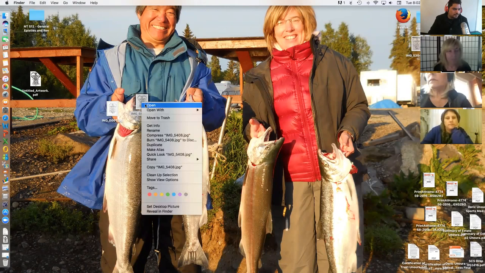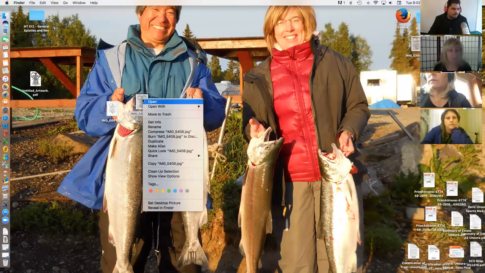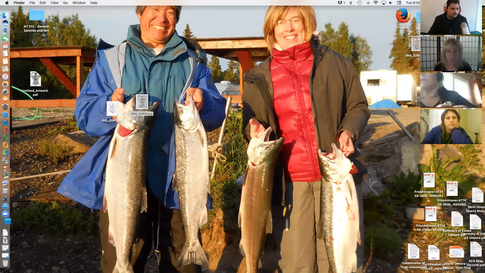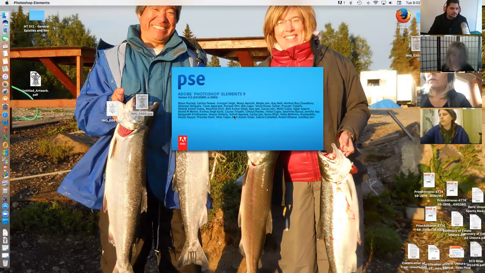Do you see where your preview, open with? Open with, and then preview. And if not, go to Photoshop Elements, all the way at the top. Okay. It's working slow. Hey, we see progress. That can give us a smile.